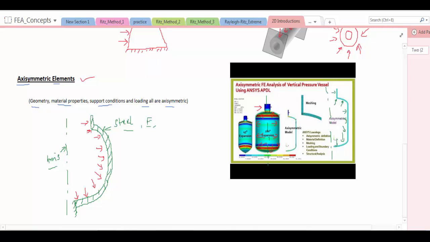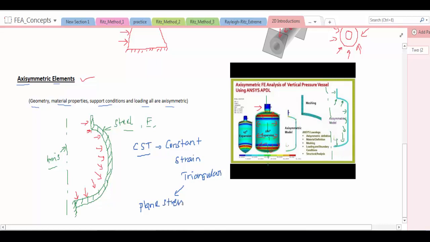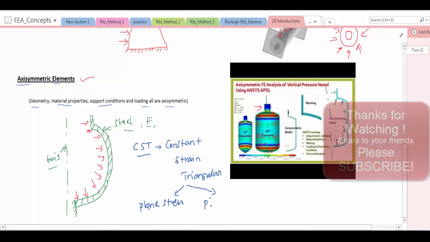So I hope you have understood the concept of two-dimensional elements. In this unit we are going to see the constant strain triangular element, that is called CST, the constant strain triangular element. In our syllabus we will be having only this two-dimensional element, which is subjected to two conditions: plane stress and also plane strain.